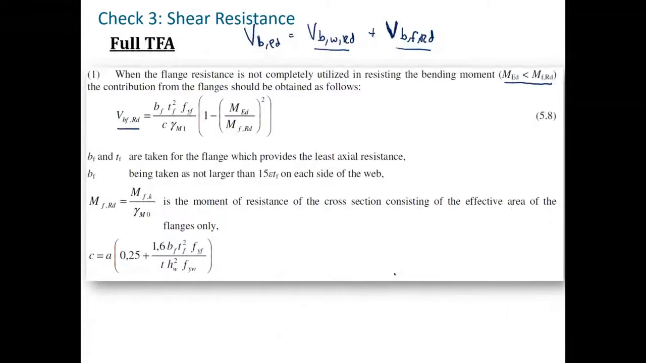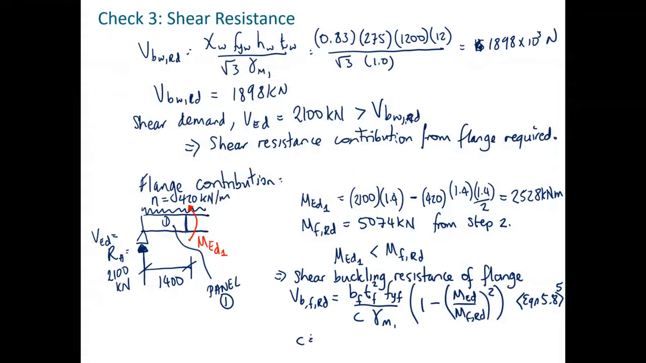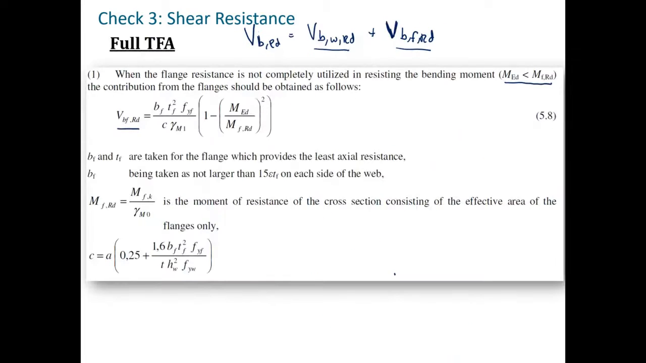And that's where c, so c is equal to a into 0.25 plus 1.6 times b_f t_f squared f_yf all over the thickness of the web times the height of the web squared times the yield strength of the web. Okay, so we're going to work those out, and then we get the capacity of the flange. So let's work those out.